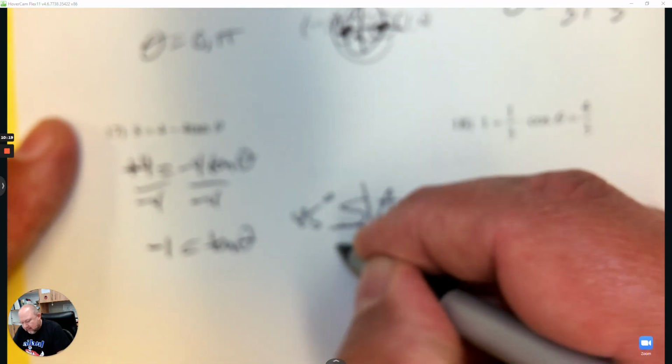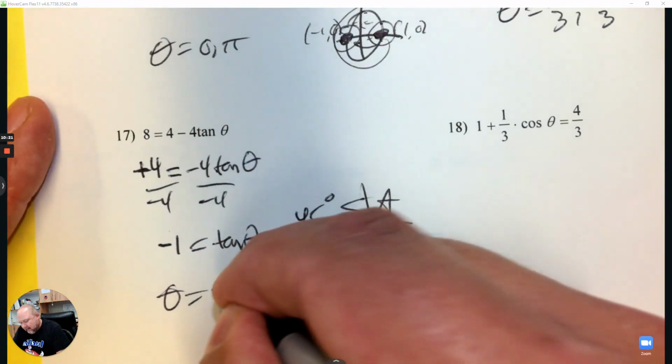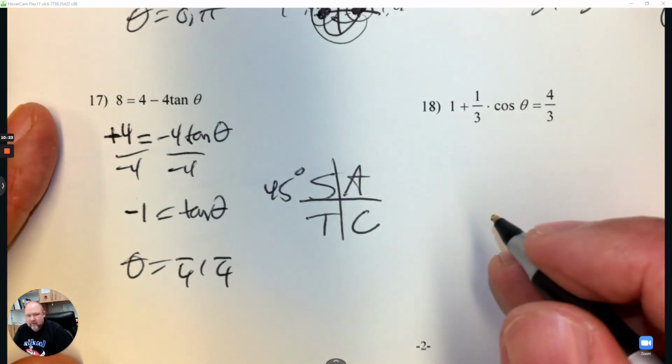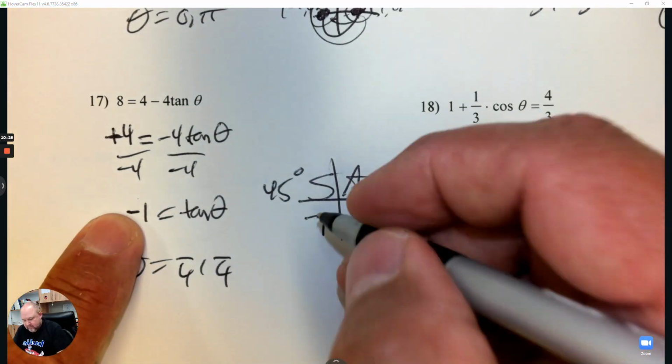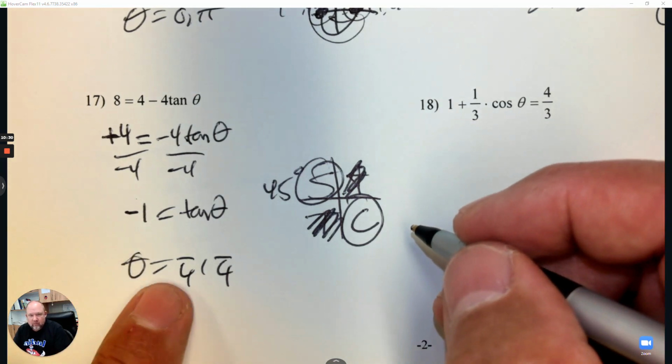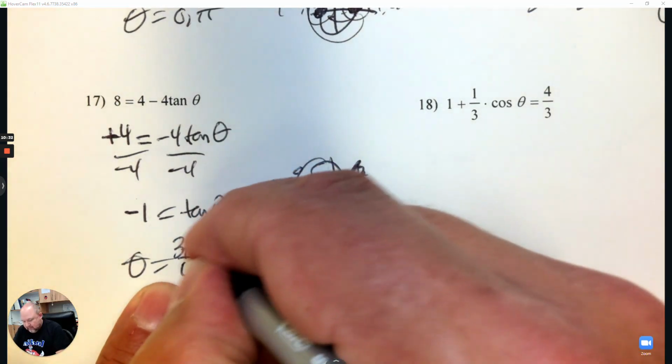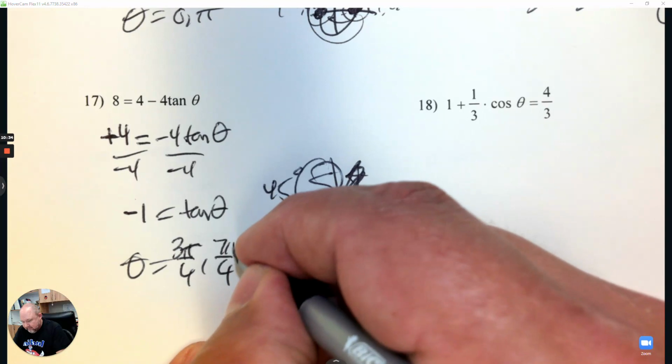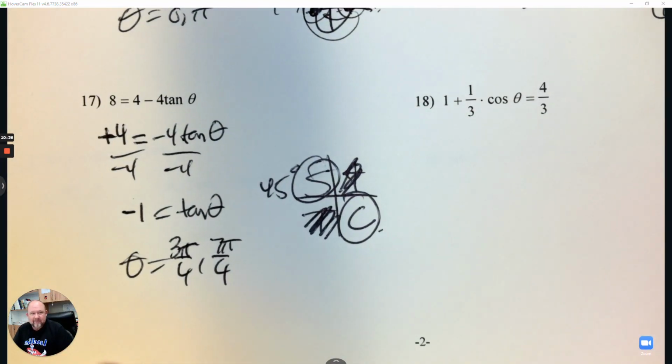Which quadrant are we in? So I know it's 45. I know it's 4 in the denominator. Where is tangent negative? Not here and not here. Those are the two quadrants. So in quadrant number 2, it's 3 pi over 4, and that is 7 pi over 4. We are there.